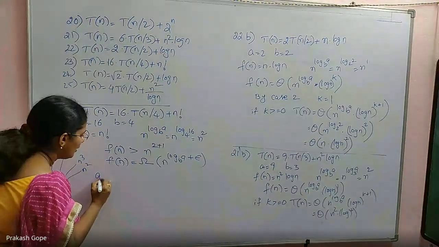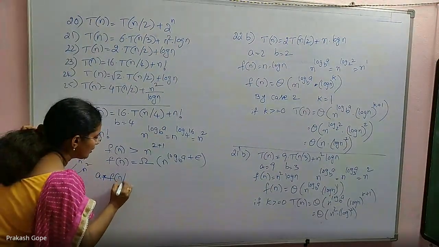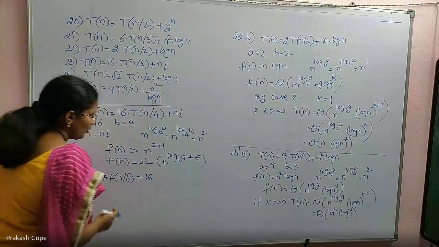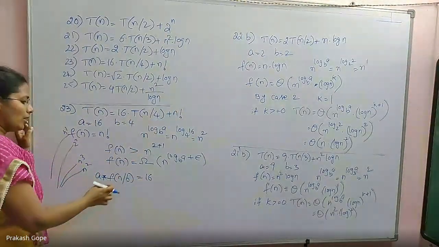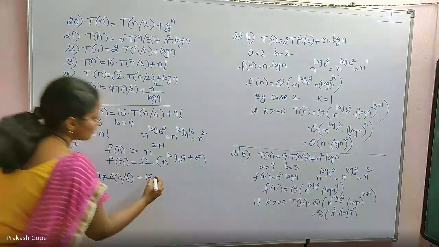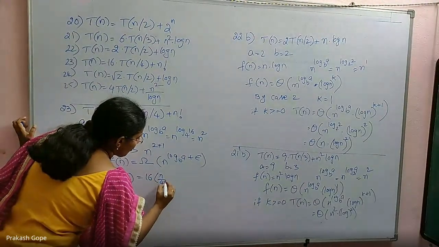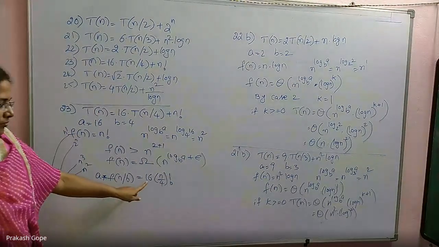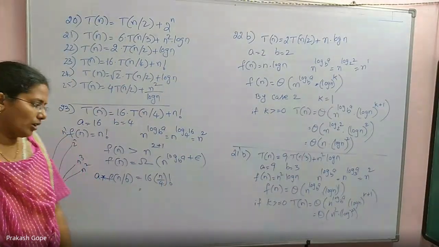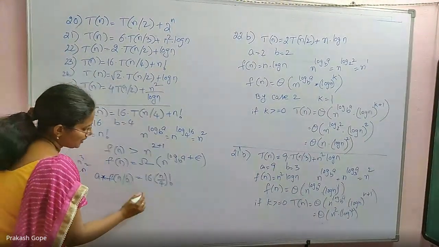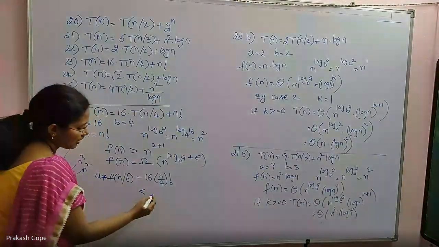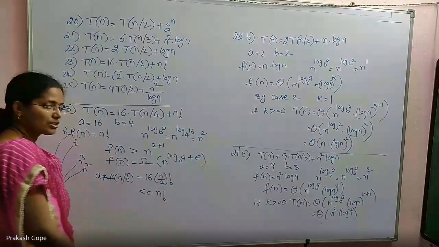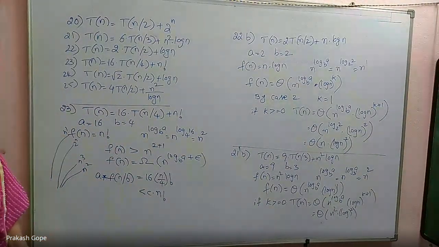What is that? a into f of n by b. a value is 16. f of n is n factorial. f of n by 4 is n by 4 factorial. This is 16 into n by 4 factorial. Now you should tell me, isn't this less than some constant into n factorial? Some constant into f of n.